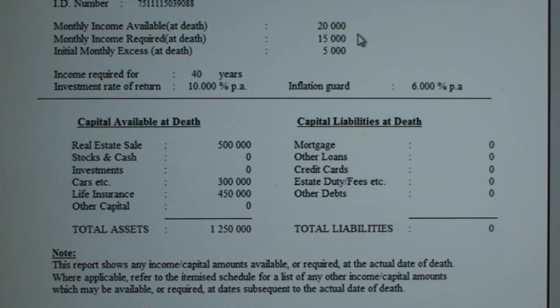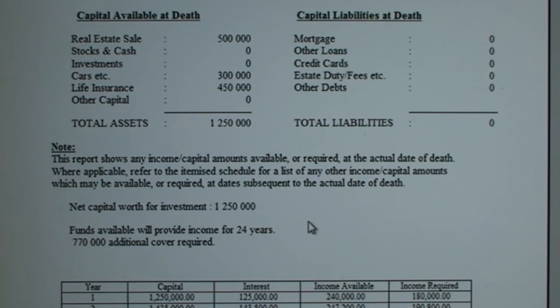This report is only a single page showing the income required and income available monthly at death. Scrolling down further, the report also shows the capital available at the time of death and the liabilities at the time of death, plus how long the capital would provide income for and how much additional cover is required. All the amounts shown in the amortization table can be checked with an ordinary pocket calculator. The single-page report can be supplemented with a printed graph and also a list showing the following details.